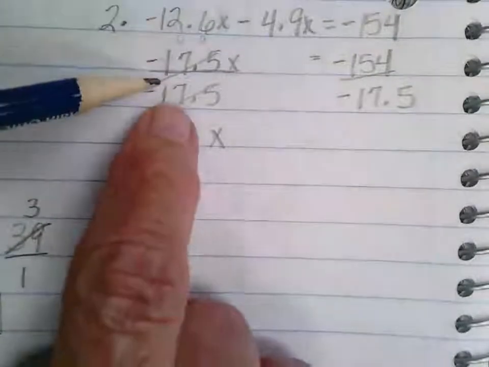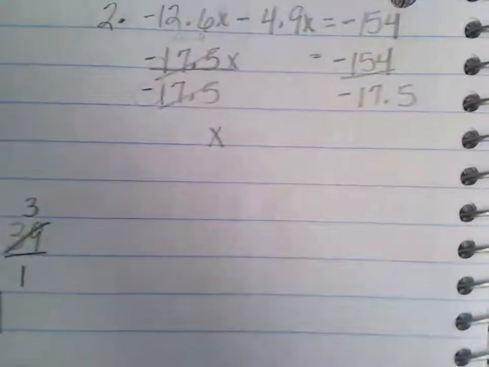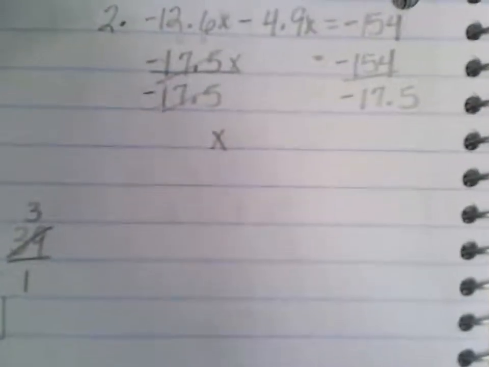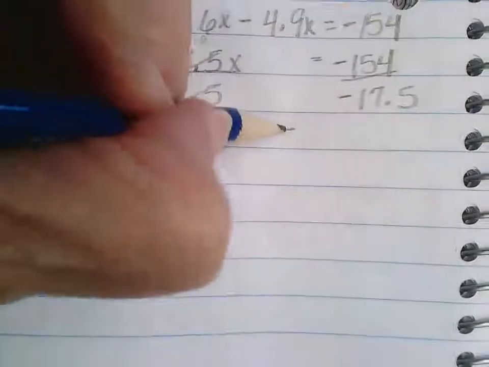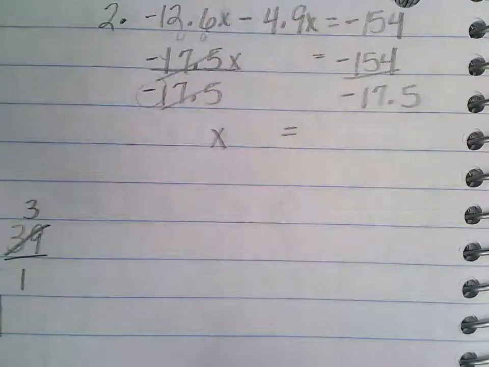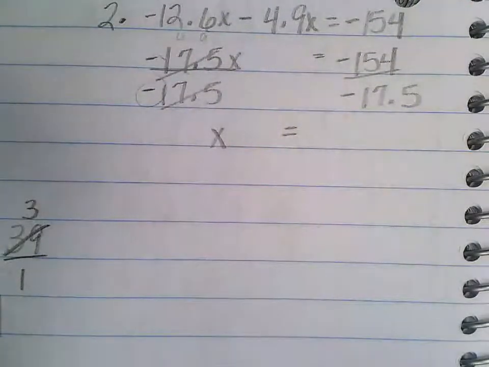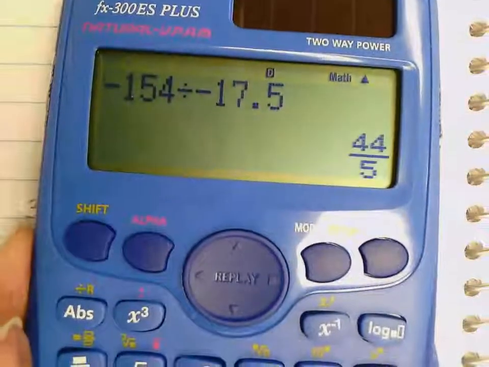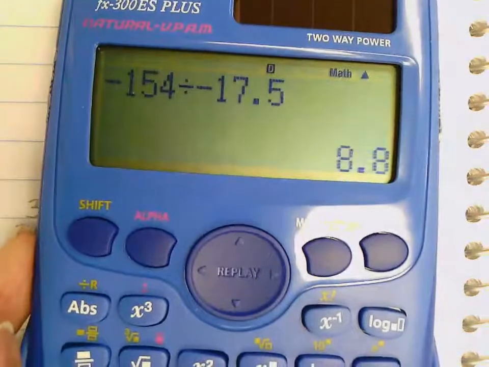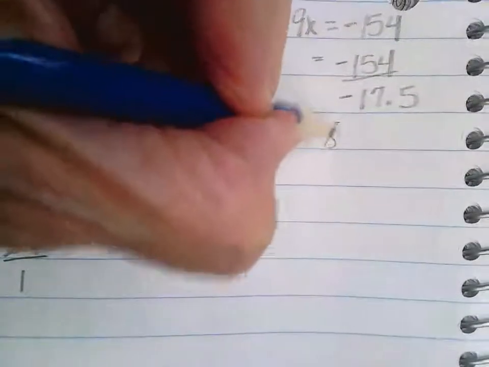I prefer that you show it on both sides so that when you go back to try and figure out what your mistake is, you're able to locate it if you forgot to do that. So using a calculator, -154 divided by -17 and 5/10 is going to be equal to, negative divided by a negative is a positive, so I get 8 and 8/10.